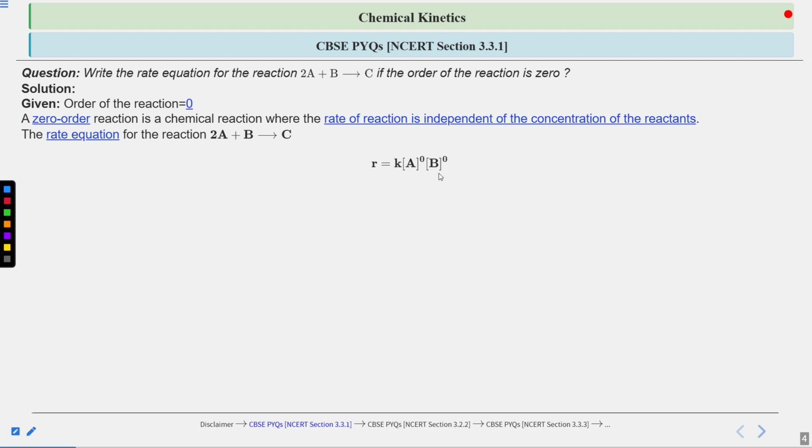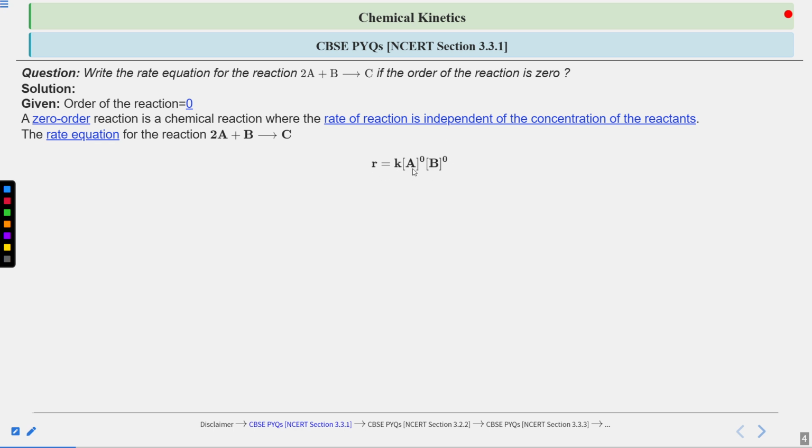So A is a reactant, B is a reactant, so their concentrations are packed in the square brackets, and their power 0 is indicating that our reaction is of zero order. That means the rate is not depending upon any of the concentrations of the reactants. That's why we have put 0 in the power of the concentration of the reactants. So this is the rate representation.